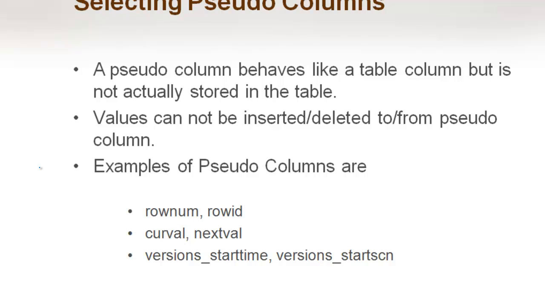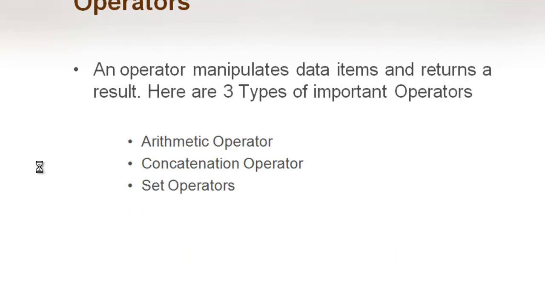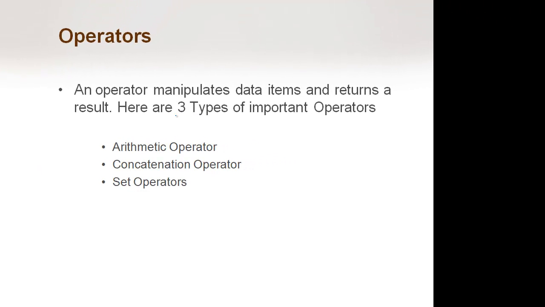So the other pseudo columns are like CURRVAL, NEXTVAL for sequences, and then ROWNUM, and then PERIOD_START_TIME, PERIOD_START_SCN. Those are a couple of pseudo columns which are also available by default. So the next thing is that there are multiple operators, and we are concerned here with three types of important operators, and we will give an example for each of the operators on how they are used in our demo.